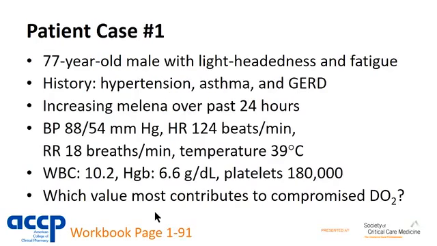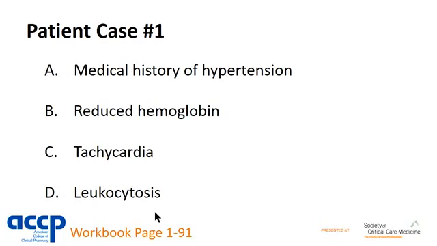This is a 77-year-old male who presents with lightheadedness and fatigue. He has a history of hypertension, asthma, and GERD. He has had increasing melena over the past 24 hours. You can see his blood pressure and heart rate there with a respiratory rate and temperature. His white count is 10, his hemoglobin is 6.6, platelets 180,000. So which value most contributes to this patient's compromised oxygen delivery? So using your audience response system there, answer A, B, C, or D.